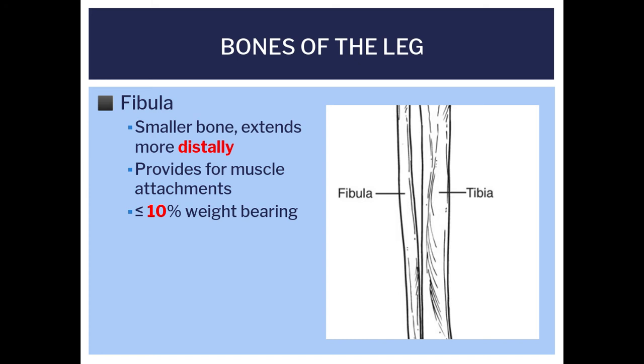But it also only bears about 10% or less of your body weight. So when you're walking, your tibia is bearing the majority of the weight, and your fibula is kind of aiding in that. That's where, if you see someone who has broken their ankle or lower leg and they're in a walking cast or a walking boot, it's probably because they only broke their fibula. They're able to put a little weight on it since it doesn't really bear that much weight. Whereas, like I said, if you were to fracture your tibia, you're going to be non-weight bearing because it does bear so much of your body weight.